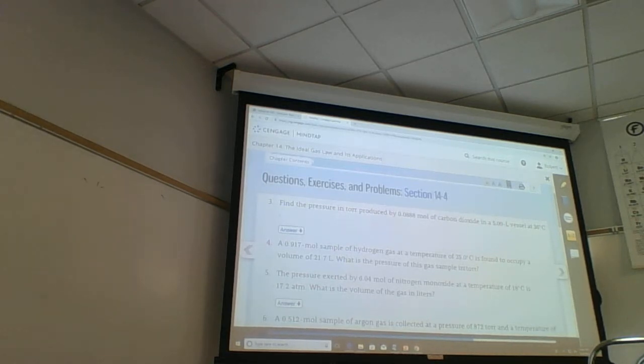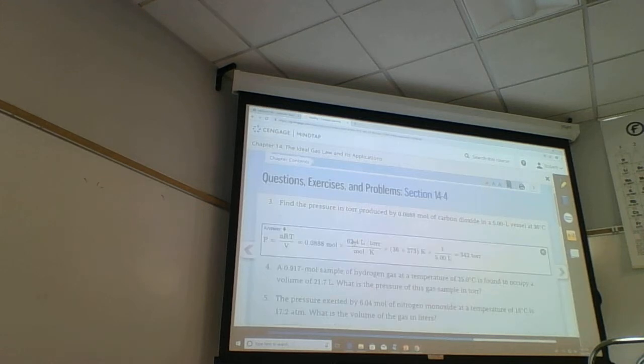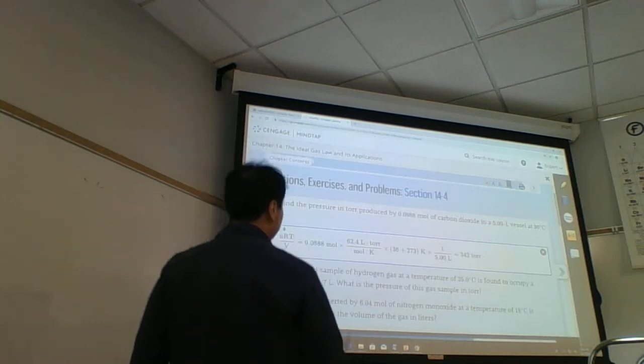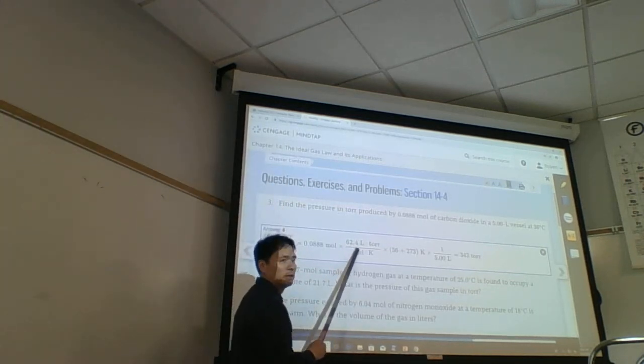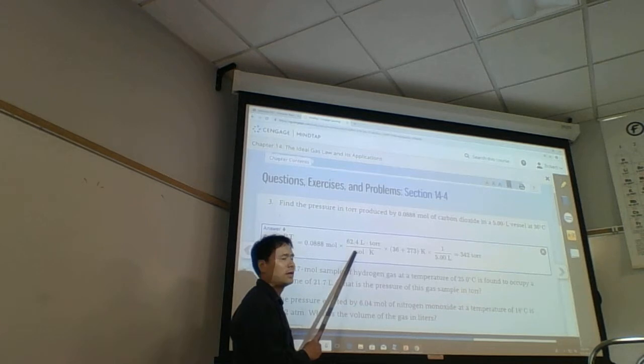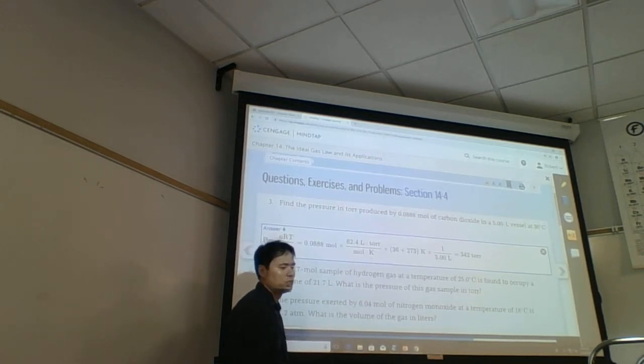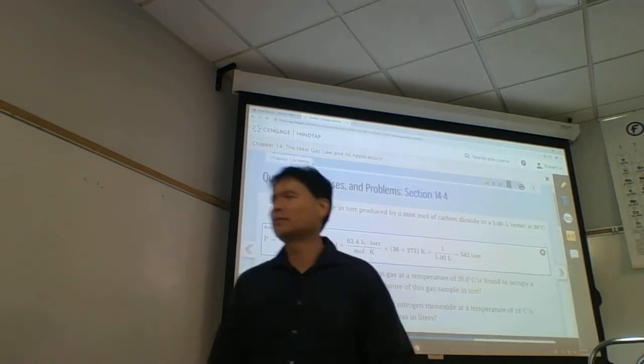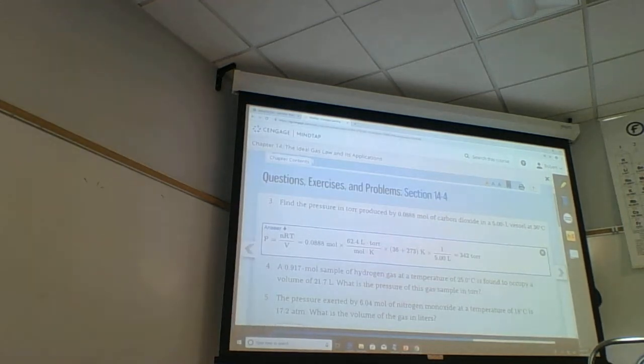Let's see their answer here. Except, they use this R value. I don't use this because I don't want to memorize too many R values. And so they didn't have to do the change. We would have to do the change. And so the way I would have solved this is like this.